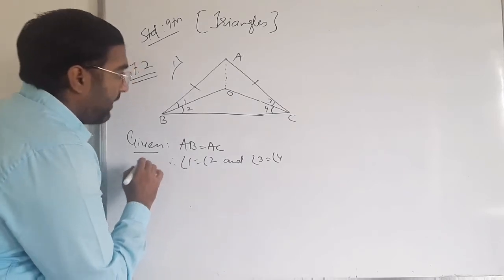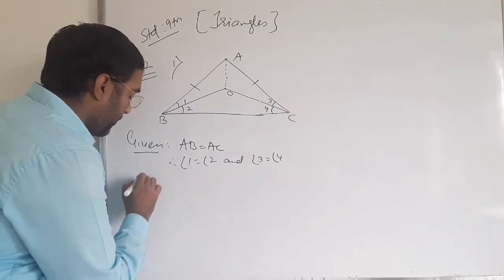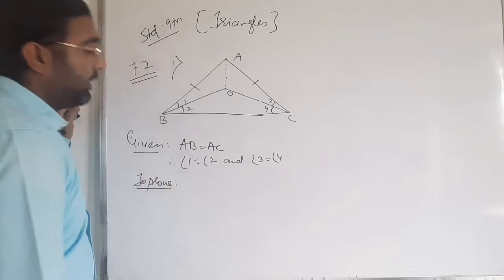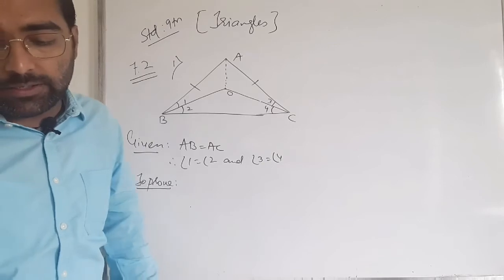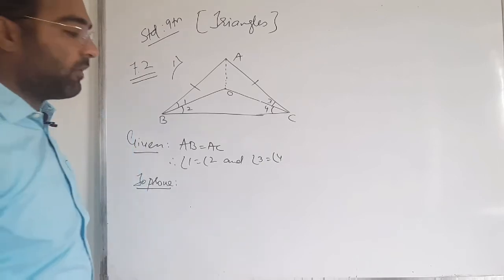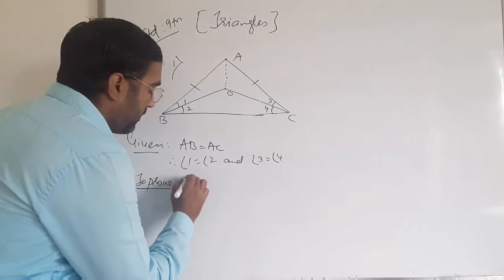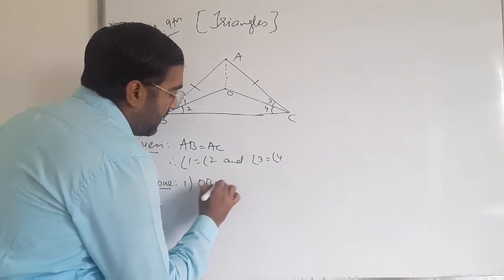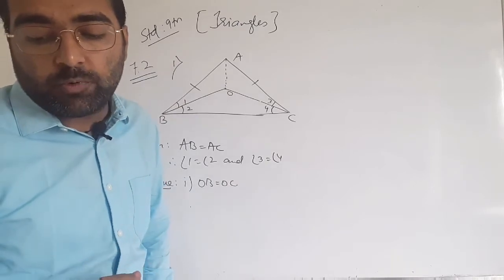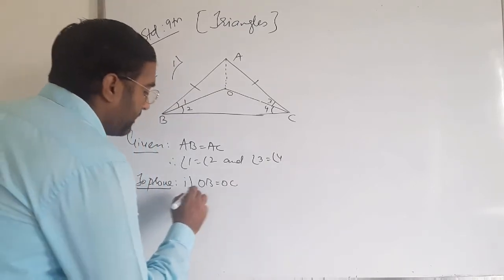After that we move to what we need to prove. What things do we need to prove? First thing, given that OB is equal to OC, first we need to prove OB is equal to OC. And the second thing we need to prove is that AO bisects angle A.